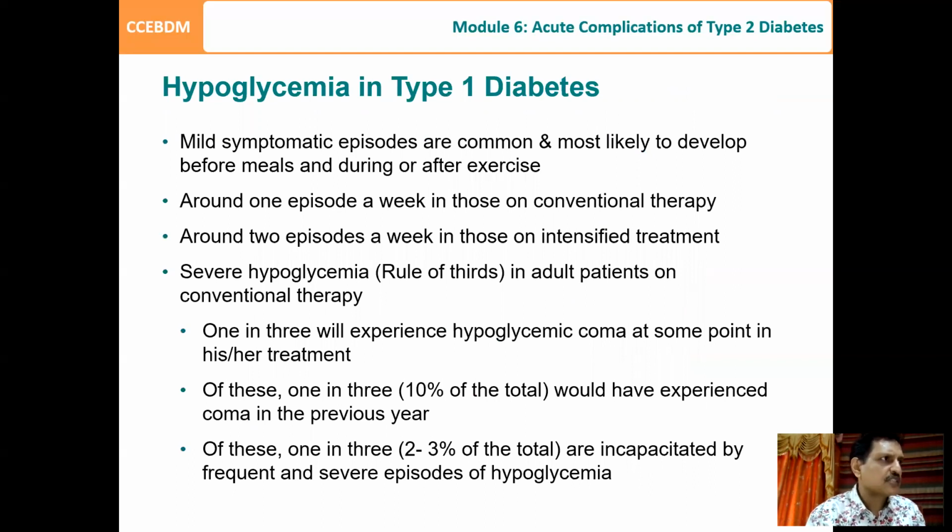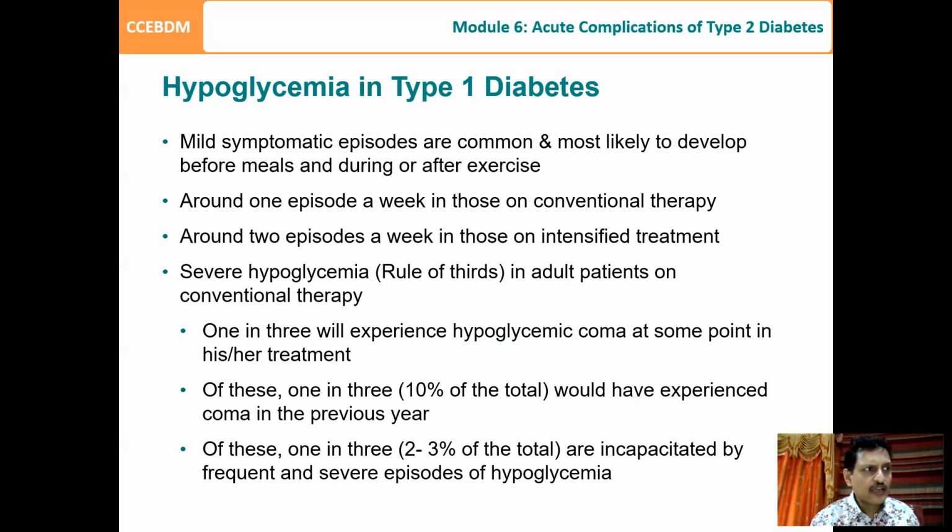So in type 1 diabetic subjects, mild symptomatic episodes are common and most likely to develop before meals and during or after exercise. There is one episode a week among patients on conventional therapy, and 2 episodes a week among those on intensified treatment. Severe hypoglycemia in adult patients on conventional therapy: 1 in 3 will experience hypoglycemic coma at some point in his or her treatment. Of these, 1 in 3 would have experienced coma in the previous year. Of these, 1 in 3 are incapacitated by frequent and severe episodes of hypoglycemia.